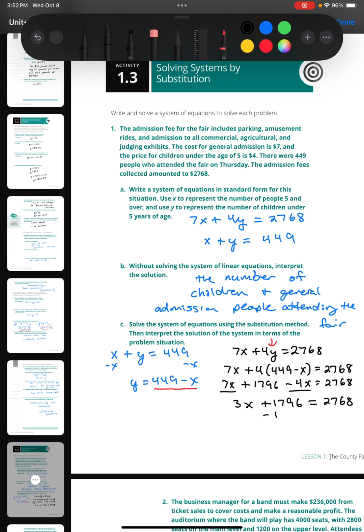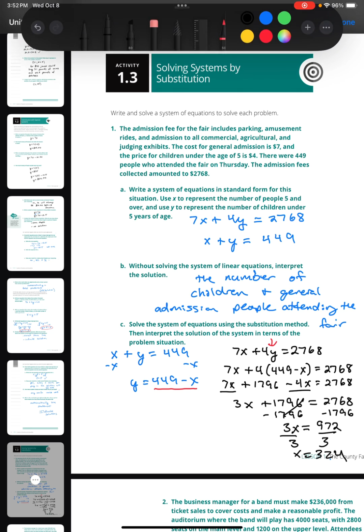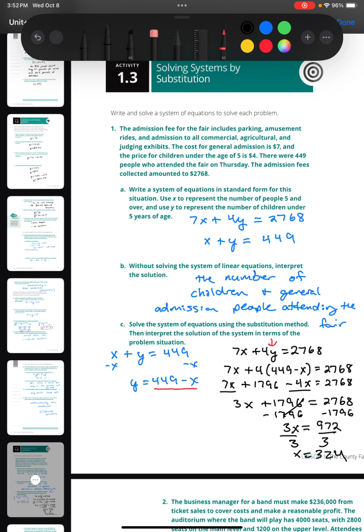2 more steps, subtract over our 1,796. So now we have 3x equals 972 when you subtract those, and then divide finally by 3. And we're going to get x equals 324. So our x, the number of people 5 and over, is 324. Now, that's the most work. When we plug it back in, it'll go quicker now.